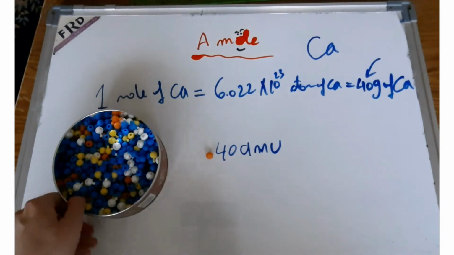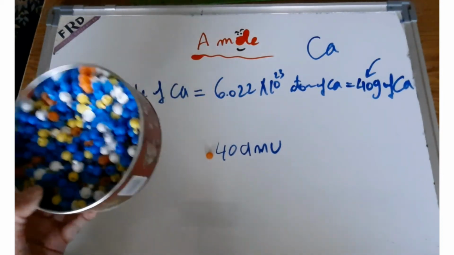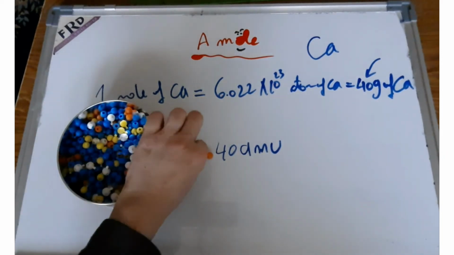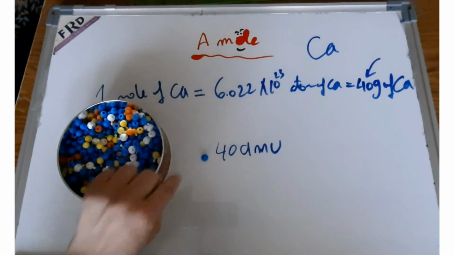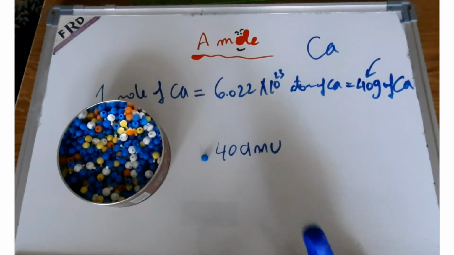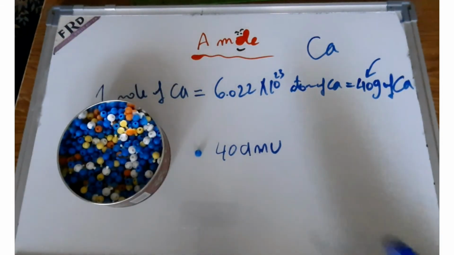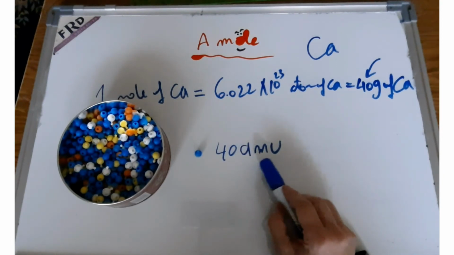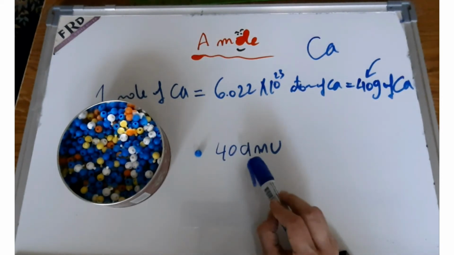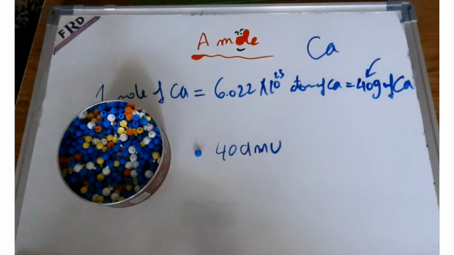Again, the whole thing, 1 mole of calcium, the mass of all this container is 40 grams. But one atom of calcium equals 40. This is a very difficult concept, by the way, to understand. So one atom of calcium equals 40, but look at the unit, AMU, atomic mass unit, because it is very tiny and we use a different unit to represent the mass of an atom. We call it atomic mass unit.